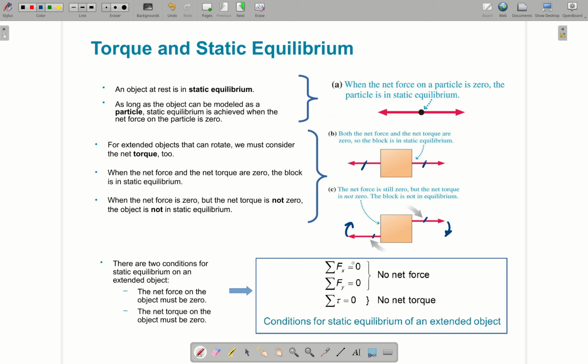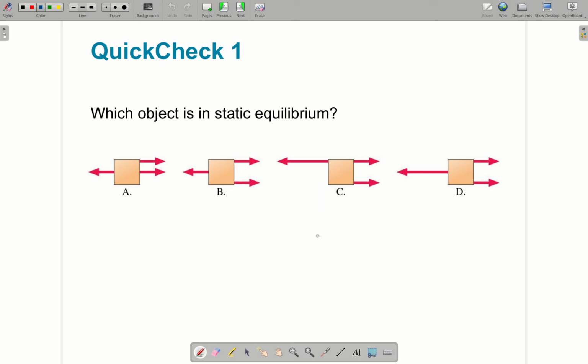Zero net force, meaning total Fx is zero: right forces cancel left forces. Total Fy is zero: up forces cancel down forces. Total torque is zero: the forces that rotate clockwise cancel those that rotate counterclockwise, or clockwise torques cancel counterclockwise torques. Remember, torque is the rotational effect of a force.